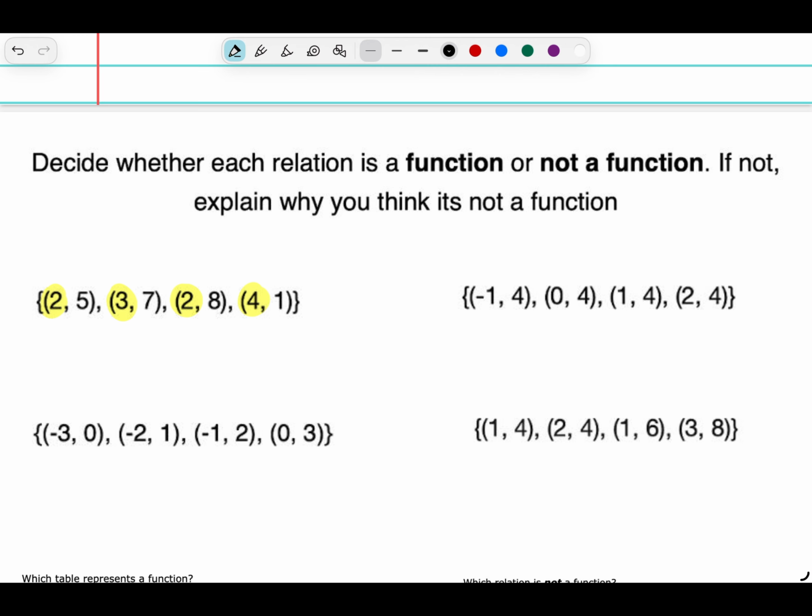So the numbers we have for x values are 2, 3, 2, and 4. Now this one, if you notice, the 2's are both positive 2's, and because of that, this is not a function.